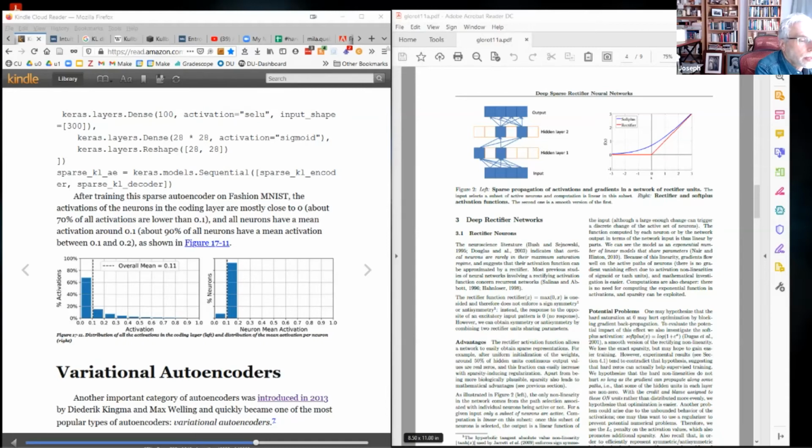So on the left-hand side, doesn't it look like the left-hand side is doing a better job than the right-hand side? Because if our target is 0.1 and most of the neurons have a higher activation, in fact almost all of them have a higher activation, then that's not doing a very good job on the right-hand side. No, in fact, it says that 90% have a mean activation around 0.1. Well, it looks like 90% have a mean activation between 0.1 and 0.2. Yeah, unless that bin is supposed to be centered on 0.1. I don't know.